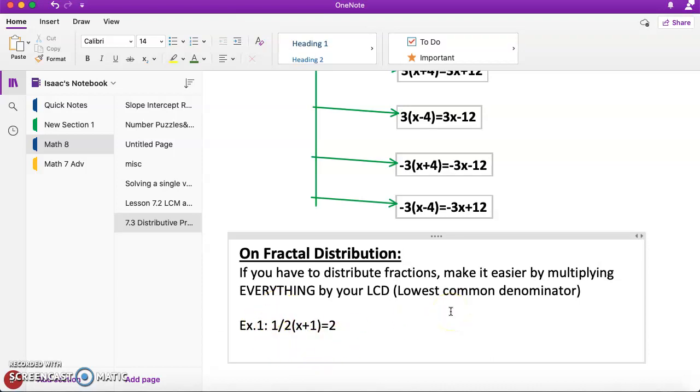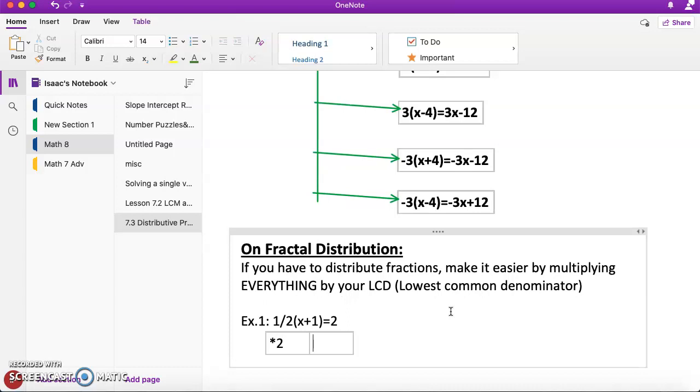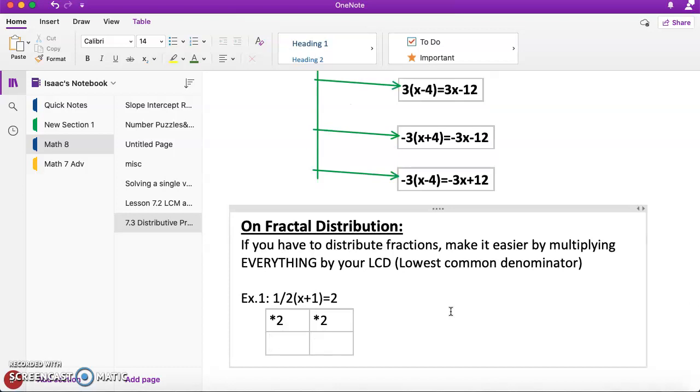Now I can get rid of that 1/2 by multiplying times my lowest common denominator. Since I've only got the one fraction, I'm just going to multiply by the one denominator. I'm going to say, well, 1/2 times 2. Remember, anything I do to one side, I have to do to the other. So I'm also going to say this 2 over here times 2. And 1/2 of x plus 1 times 2 is just going to get rid of that 1/2. So we'll be left with just x plus 1 is equal to 4.